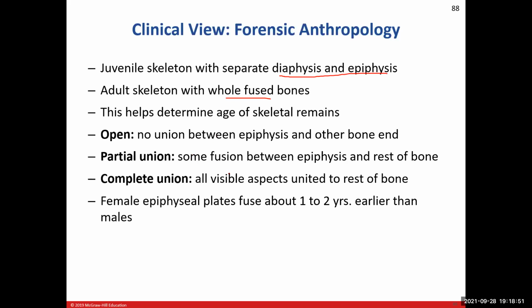And so we're able to determine what has occurred. If it's a complete union between the epiphysis and the diaphysis, then we know it's an adult skeleton. But if we have an open or partial union, then that helps us to figure out a close approximation as to when that person died. So they'll use different ways, because we know that certain growth plates will close at certain ages, and some will close earlier or later than others.